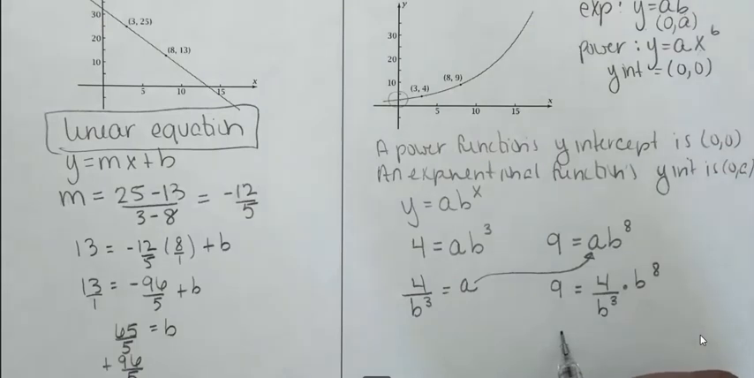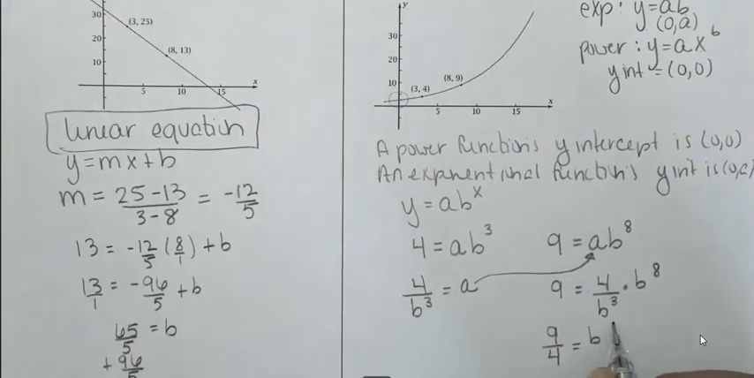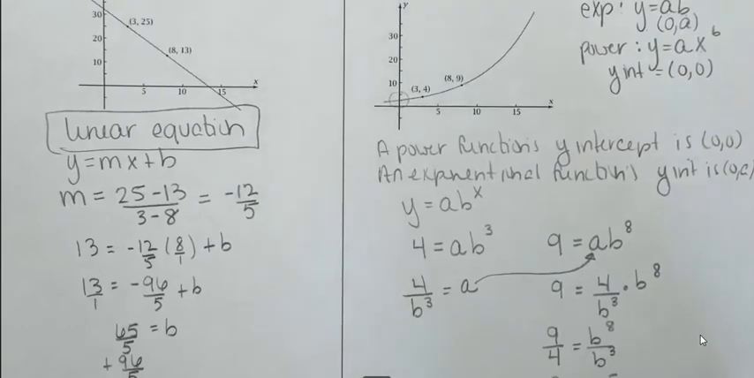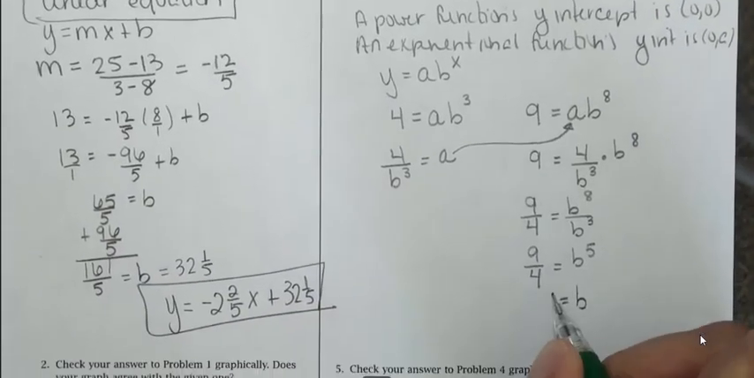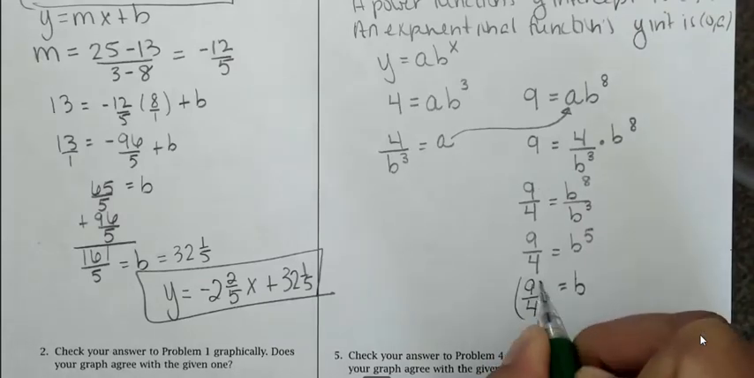So I end up with, you should be able to see that you could put b to the 8th over b cubed. That would leave 4 so that I can divide it into 9. So 9/4 equals b to the 8th over b cubed, which simplifies to b to the 5th. So b is going to equal, and I can take the 5th root of both sides, or I can raise both sides to the 1/5. So b is going to equal 9/4 raised to the 1/5.